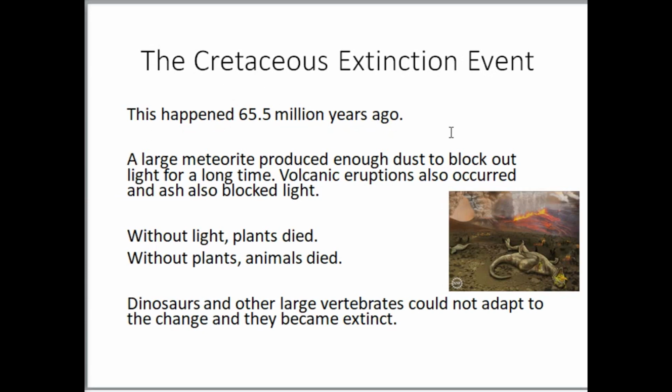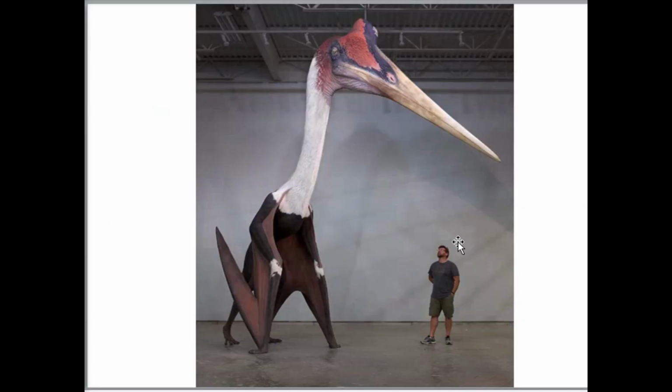This happened 65.5 million years ago, and we reckon that there were volcanic eruptions and a gigantic meteorite which blocked out the light from the sun, and as a result, plants died, and without plants, animals died, and then the big dinosaurs and the large vertebrates basically just ran out of food, and they died out. The smaller ones kind of survived because obviously they didn't need so much food. And that's the end of the Mesozoic era.